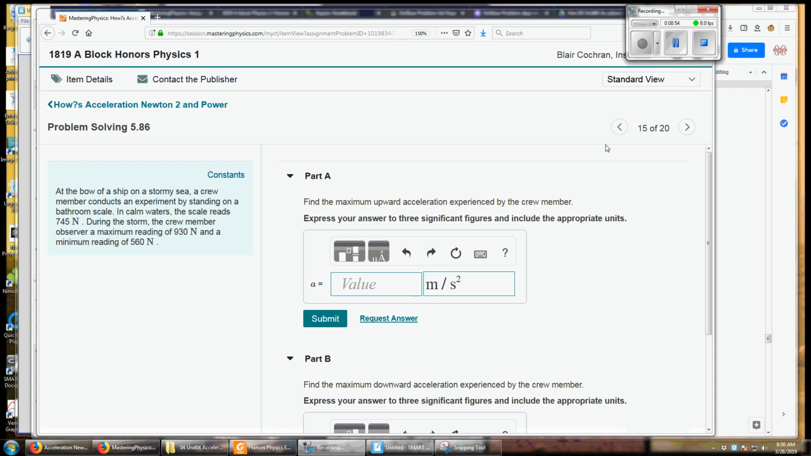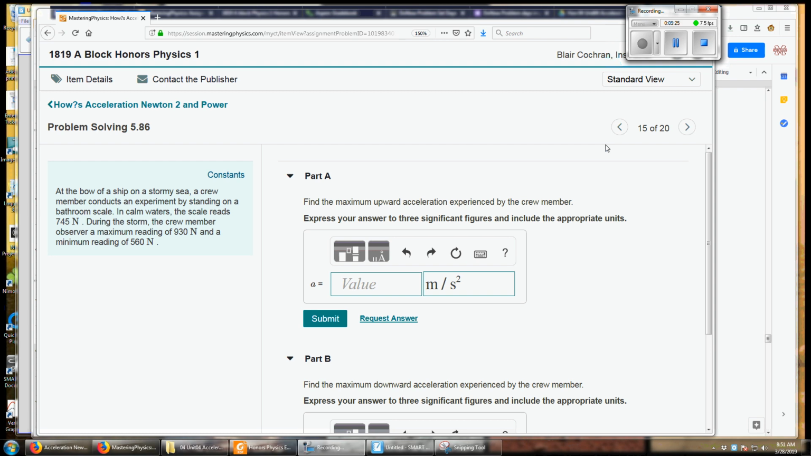Alright, so number 15, we've got the crew member sitting on the bathroom scale in calm waters, and then you get a maximum and minimum during. What do scales measure?